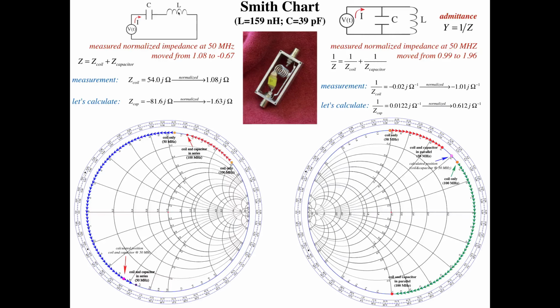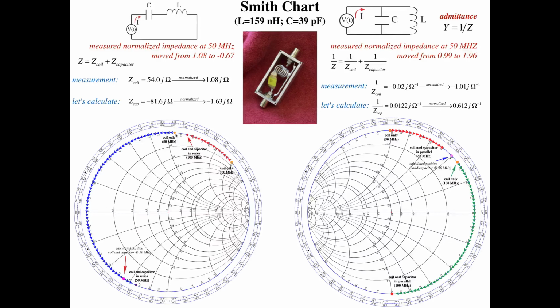We have a capacitor in series with an inductor. We're going to use a 159 nanohenry inductor shown here and a capacitor of 39 picofarads, which is shown there. If I take that capacitor out and just run a straight wire there and measure the impedance, I have just the impedance of the coil. I measure 54 j, and if I normalize that, I get 1.08. Normalize meaning divided by 50. And that's this point here on the Smith chart. There's 1, there's 1.2, so there's 1.08. That's the measured impedance of just a coil.